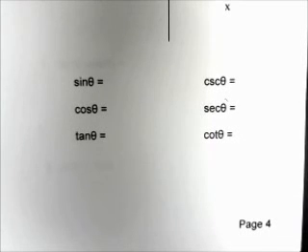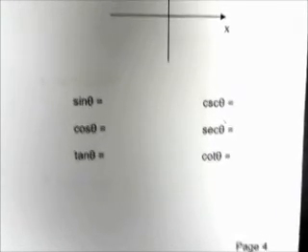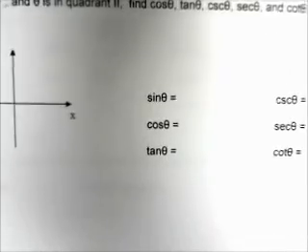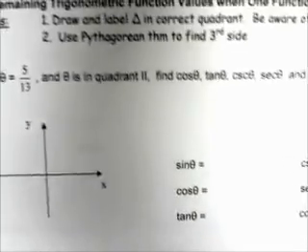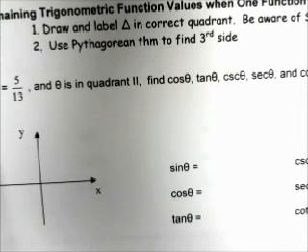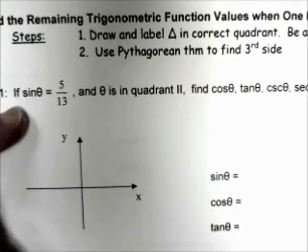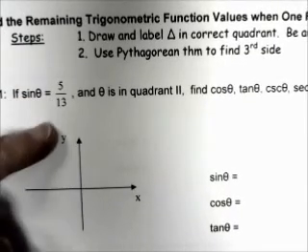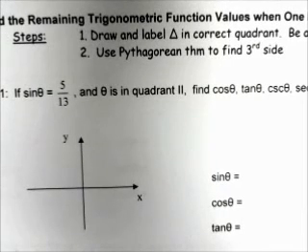Today we're on page 4 of our Chapter 10 notes packet, Section 10.3, finding the remaining trig function values when one function value is known. For example, the first one we're going to look at: if the sine of our angle theta is equal to 5/13 and theta is in quadrant 2, we want to find the remaining trig values, meaning the cosine of our angle, the tangent, cosecant, secant, and cotangent of our angle.